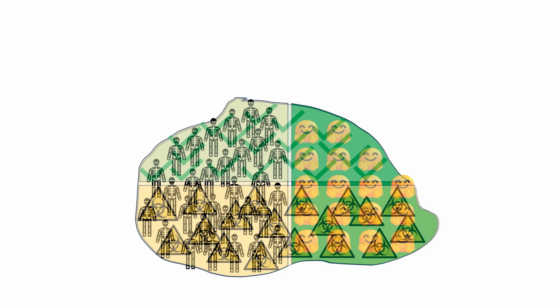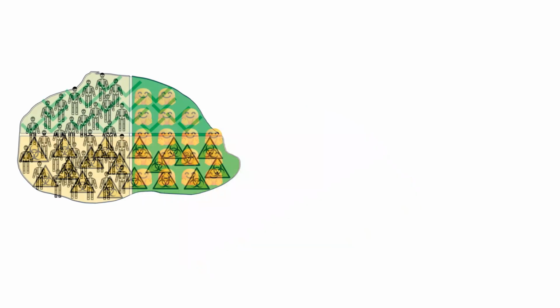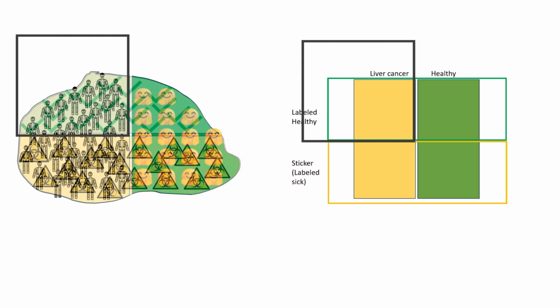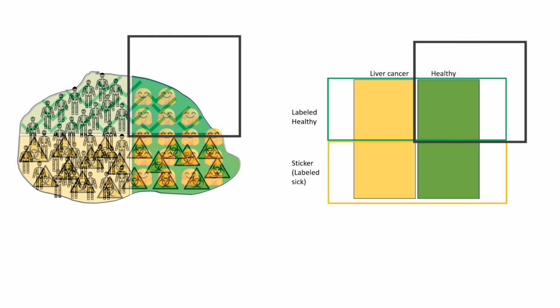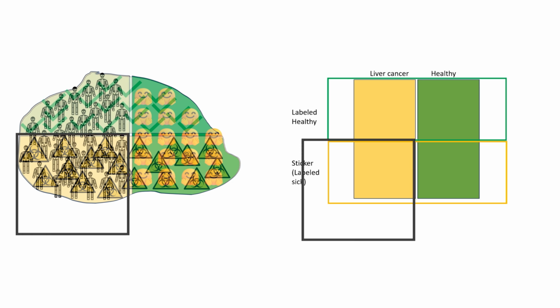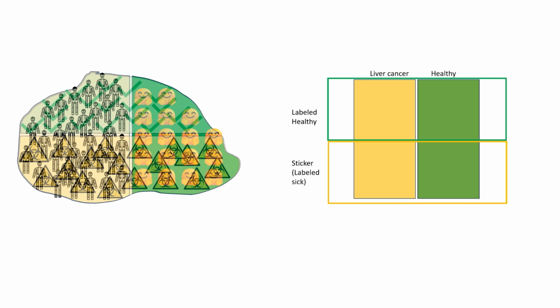The country is now divided into 4 quadrants. Sick people who are now considered healthy. Healthy people who are still considered healthy. Sick people who are considered sick, and healthy people who are considered sick.